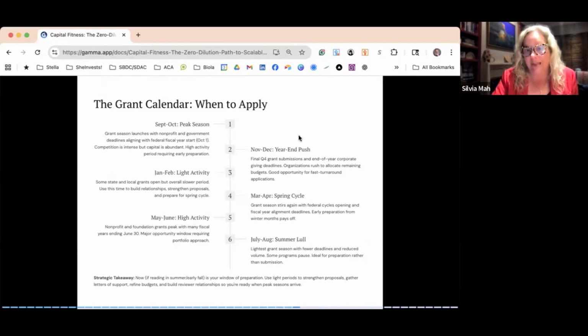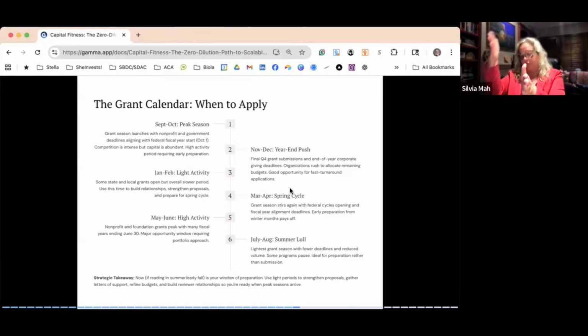November to December is year-end push. You have final Q4 grant submissions and end of year corporate giving deadlines. So organizations rush to allocate remaining budgets, but it's a really good opportunity for fast turnaround applications.